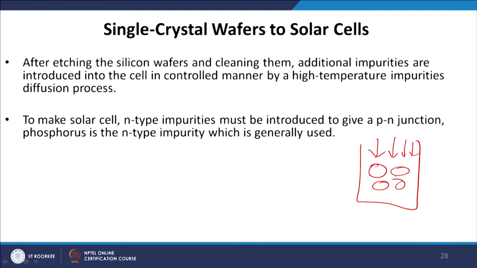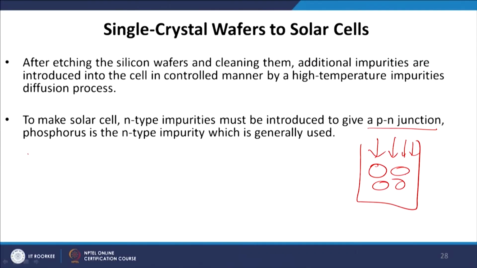To make a solar cell, n-type impurities must be introduced to give a p-n junction. We already have a p-doped semiconductor, but to make a p-n junction solar cell, we need an n-type impurity on top of the p-type semiconductor. So, phosphorus is an n-type impurity which is generally used to make n-doping. So, phosphorus is used on the p-type semiconductor to make an n-doped layer, so that we get an n-p semiconductor. How can we do that?